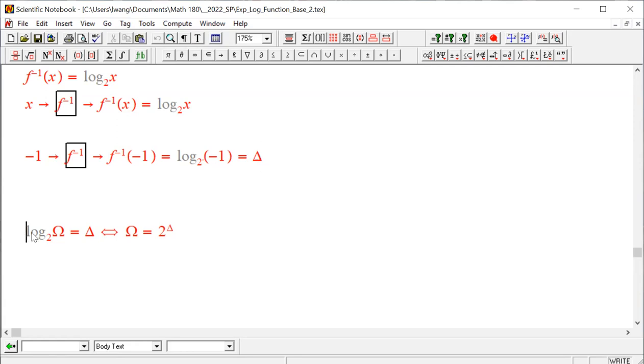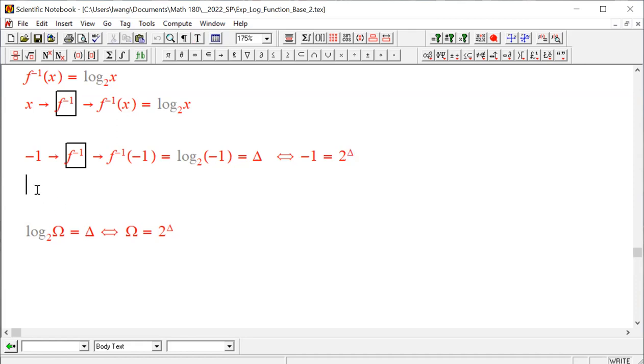By this definition, in the place of omega is -1, so this should be -1. And 2 to the power of triangle should equal -1. So triangle is the number we're looking for. What is it?